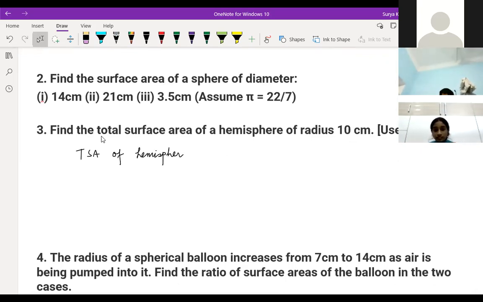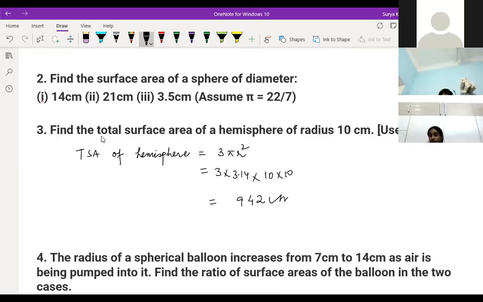TSA of hemisphere is equal to 3 pi r square. So 3 into 22 by 7, 10 into 10. Here they are asking to use 3.14. So use 3.14 only. Then multiply, 4 threes are 12, and so on, 942 only will come. This is centimeter square. Now next question. Simply I'm solving and going, children.